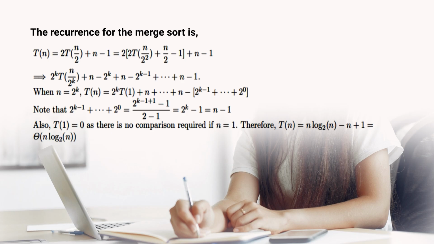So, what will be the value of T(n)? T(n) = 2^k T(1) + n + ..., and the terms run from 2^0 up to 2^(k-1). So, using the geometric expression, a(r^n - 1)/(r - 1), what we get is 2^k - 1, and 2^k = n. So, n - 1, and T(1) = 0, because there is no comparison required if n = 1. So, T(n) = n log n - n + 1, that means overall we can say n log n. So, this is the complexity of merge sort, and this recurrence T(n) = 2T(n/2) + n will be solved through the substitution method.